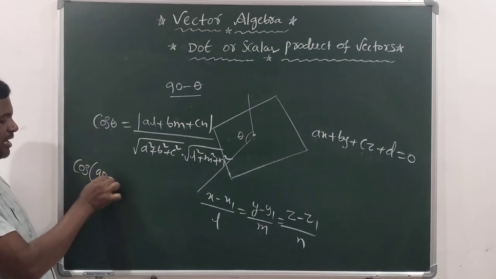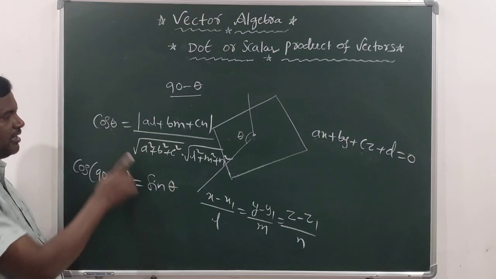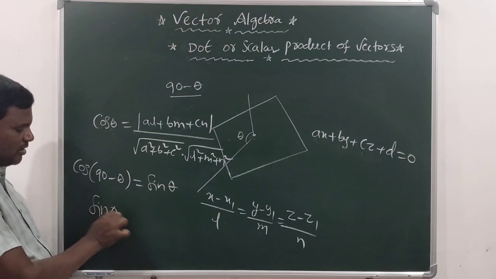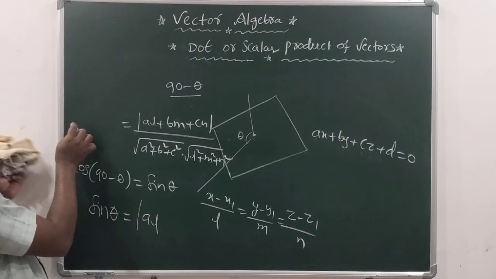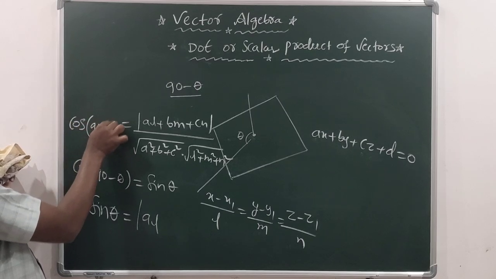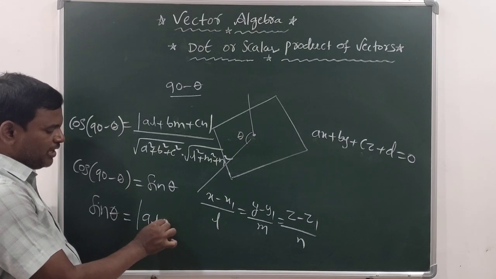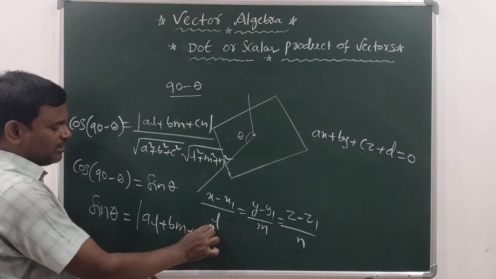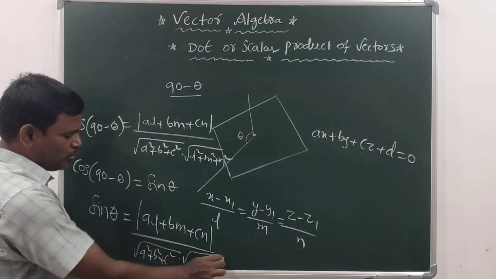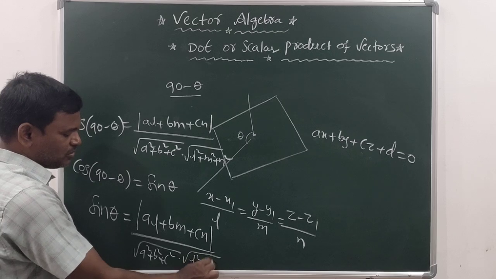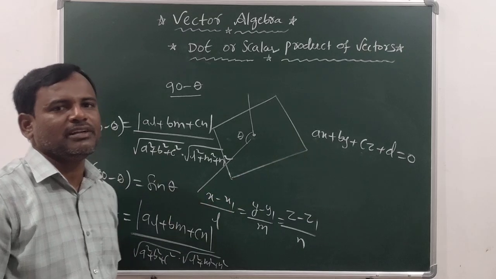So cos of 90 minus theta, which is equal to sin theta. Then in place of this write sin theta. Now sin theta is equal to, so see students, here put cos of 90 minus theta. This is the angle between the line and the plane. So sin theta is equal to AL plus BM plus CN whole by root A square plus B square plus C square into root L square plus M square plus N square. Use this formula to find the angle between the line and the plane.